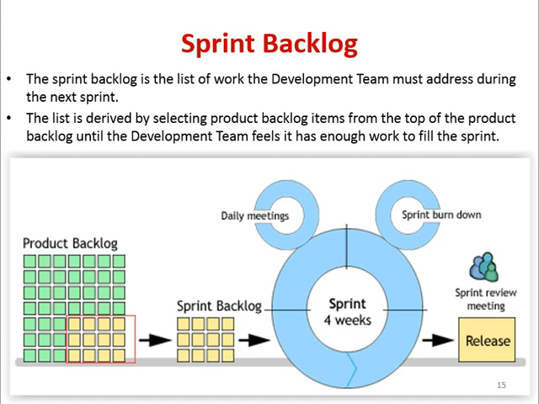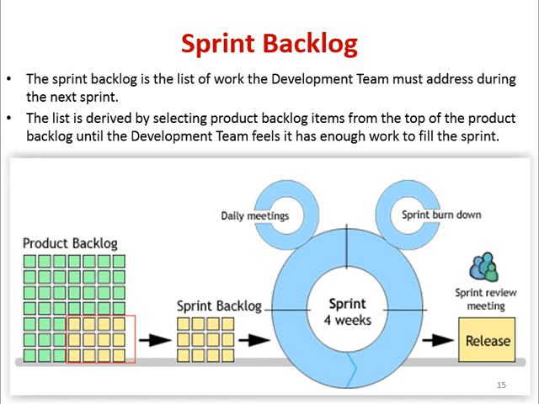Next comes the sprint backlog, whose other name is iteration backlog. The iteration backlog or the sprint backlog is the list of work the development team must address during the next sprint. The list is derived by selecting product backlog items from the top of the product backlog until the development team feels it is enough work to fill the sprint. So it's the ownership of the development team only to have the sprint backlog, which components they want to deliver in that particular sprint. It's the sole decision of the development team as a whole.